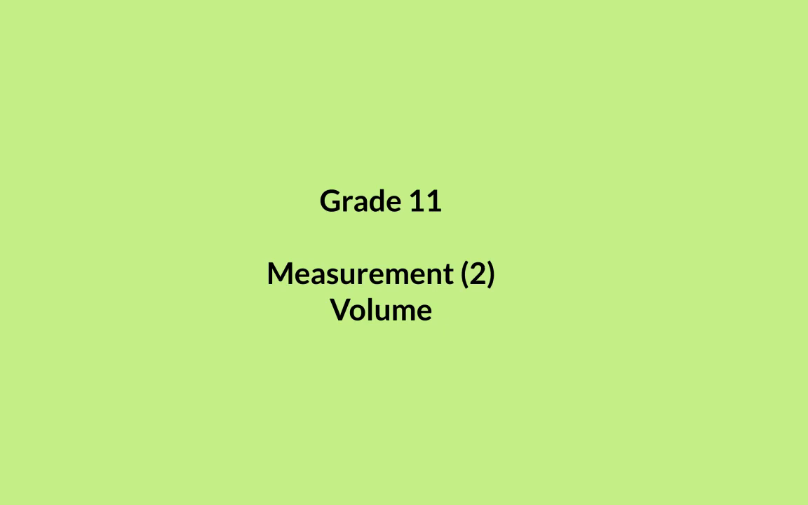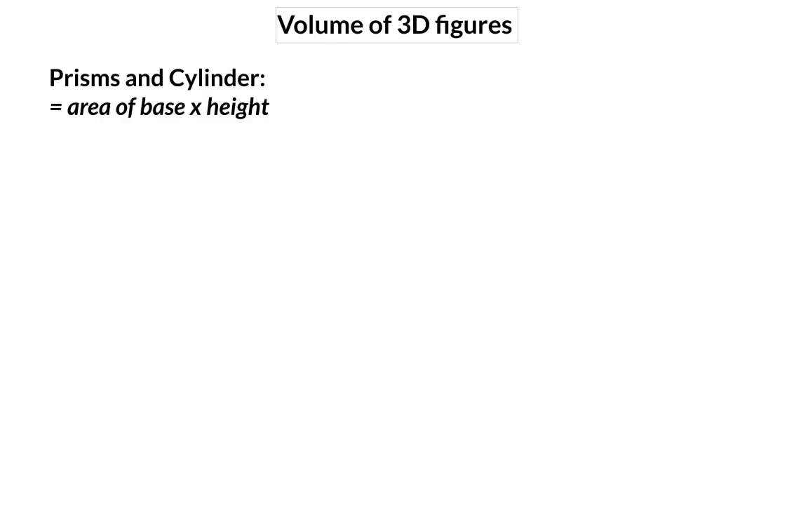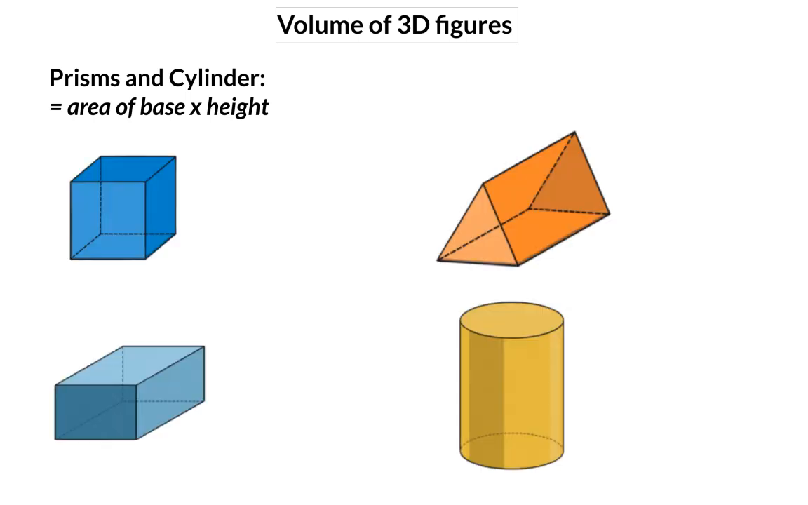In this lesson, we are going to calculate the volume of three-dimensional figures. The volume of a figure tells you how much space the figure takes up, or, differently seen, how much space is inside this figure. For all prisms as well as the cylinder, we can use the same basic formula. This formula is the area of the base figure multiplied by the height of the cylinder or prism.